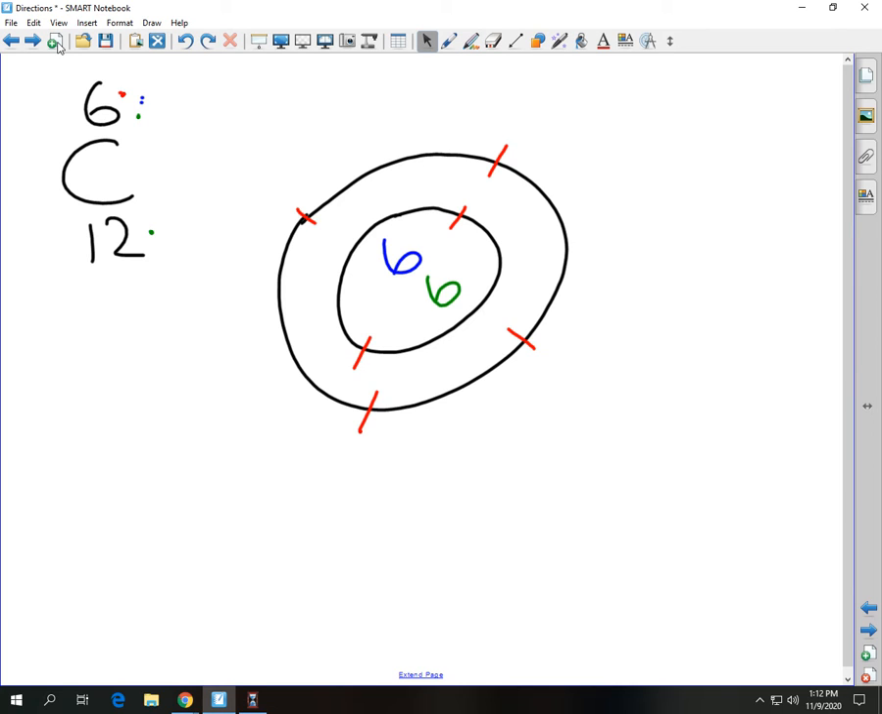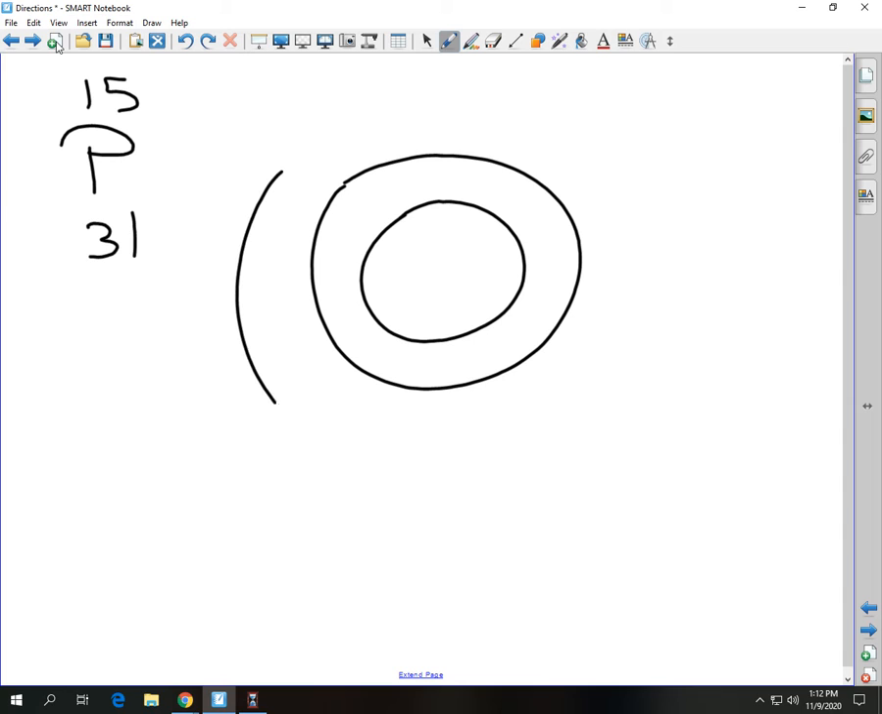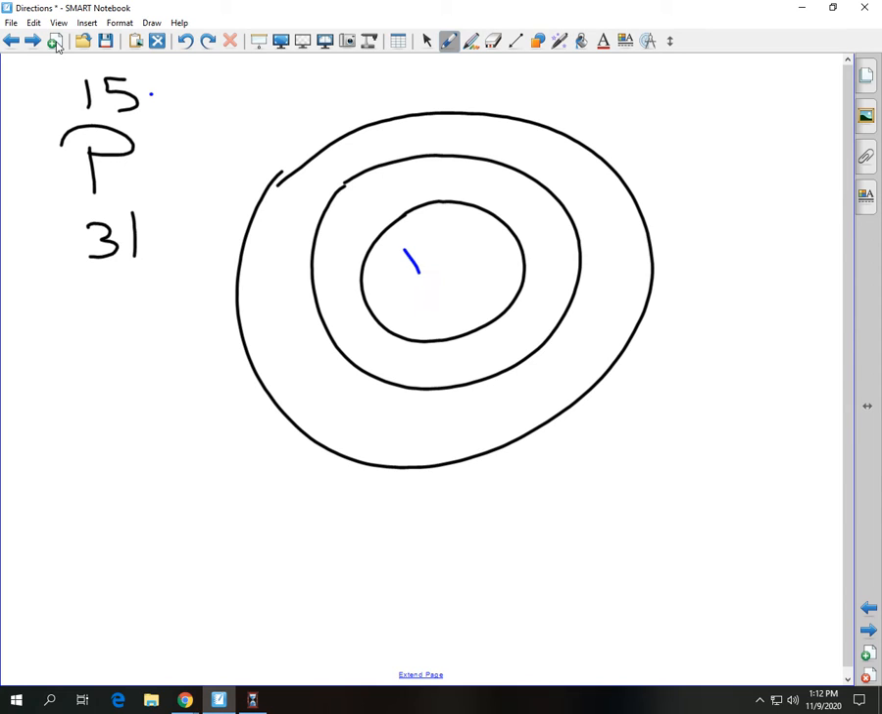All right, the next one we needed to do was phosphorus. Phosphorus is number 15. It has an atomic mass of 31. Phosphorus is in the third orbital, or third row, excuse me, so it has 3 orbitals. So I'm going to draw 3 orbitals. Again, very repetitive here. The number at the top, 15, is the number of protons, which goes inside in blue. I need to do some math. 31 minus the 15 is going to get me 16. So I have 16 neutrons written in green. And I have 15 electrons that I'll need to put in red.